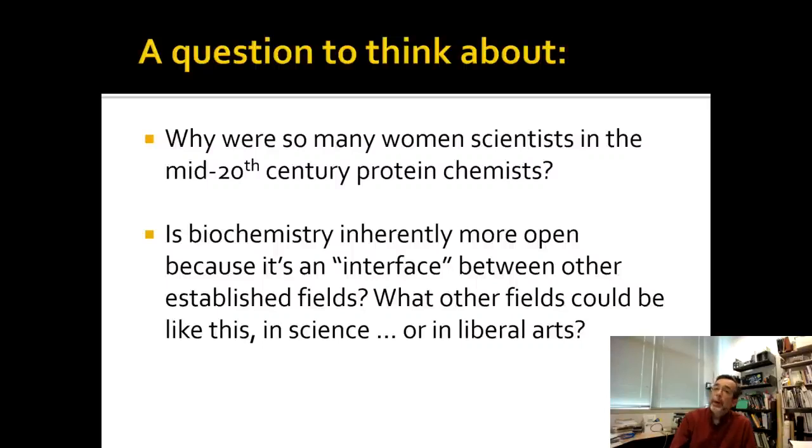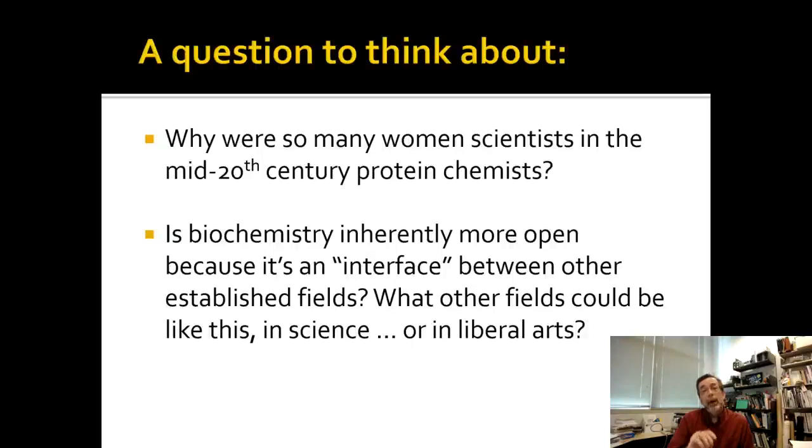So, with all this around, why are there so many women scientists in the mid-20th century? Why were they protein chemists? Technically DNA chemists, but they were X-ray crystallographers and things like that. Why is biochemistry inherently more open? It is an interface between other established fields. I want you to think about how that could play out.